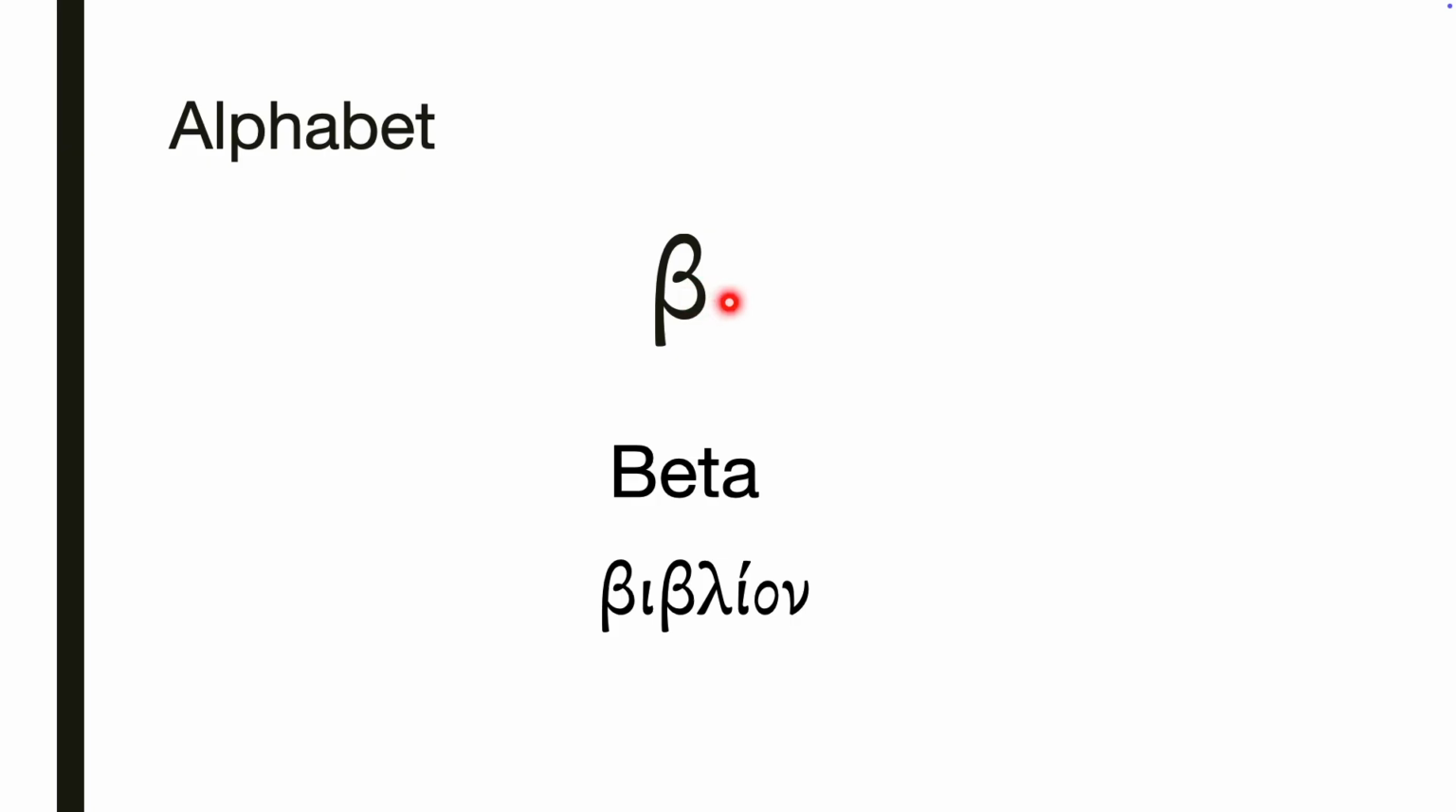Beta makes a b sound, as in biblion. Beta makes a b sound, as in biblion.